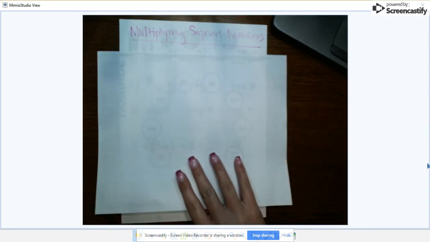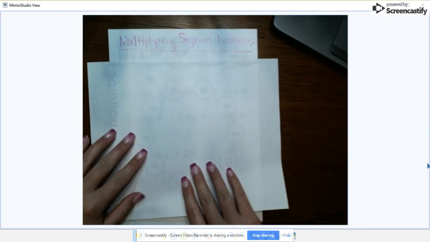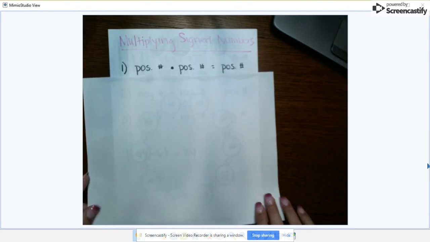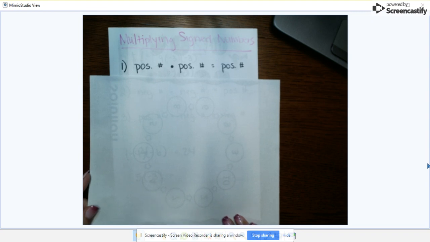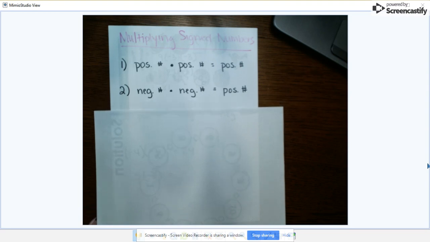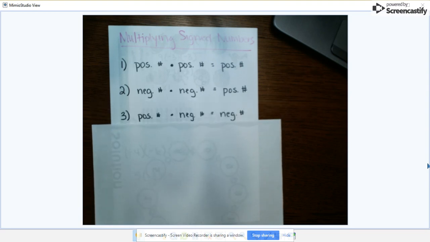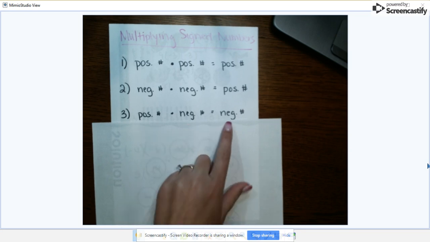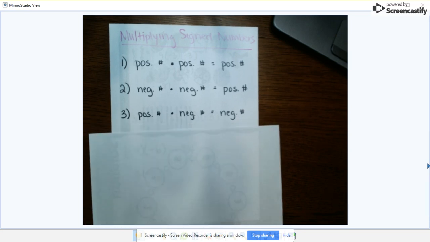Okay, we're going to look at multiplying signed numbers. And by signed, I mean positive and negative. So we have 3 rules. If I have a positive number times a positive number, my answer will be positive. If I have a negative times a negative, my answer will be positive. And then if I have a positive times a negative, or this could be negative times positive, it will be negative.